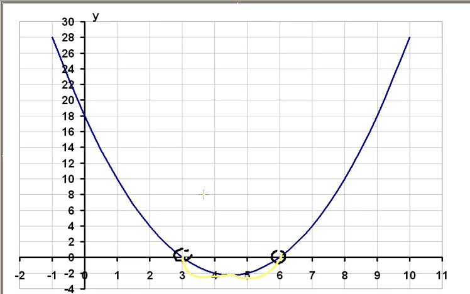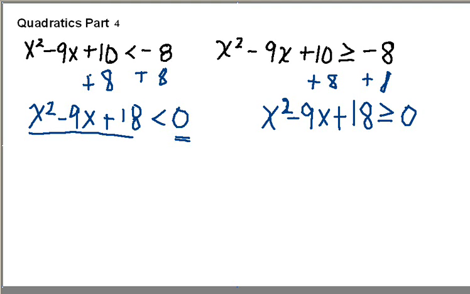So the solution is when x is greater than 3 and less than 6. As long as my x value falls in this region here, that inequality will be true. So my solution here is 3 less than x less than 6. Or I can write that in interval notation, open bracket 3 comma 6.